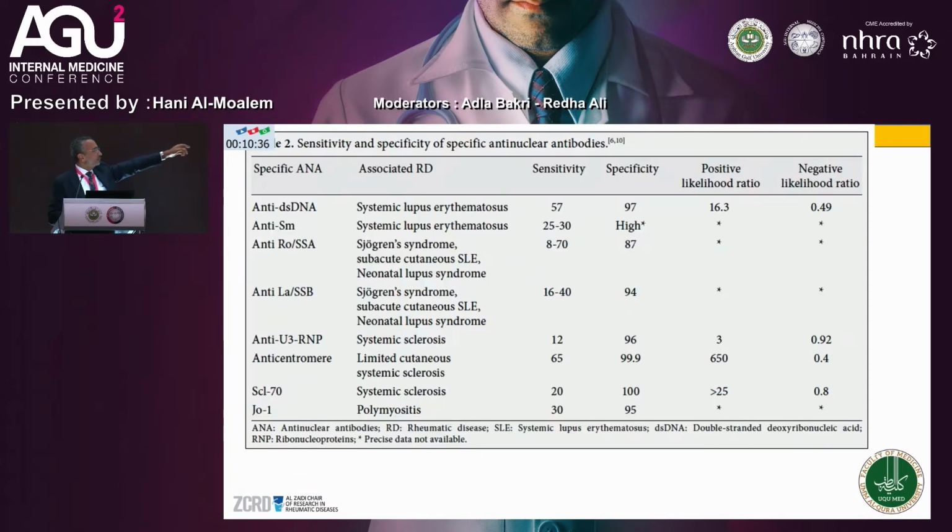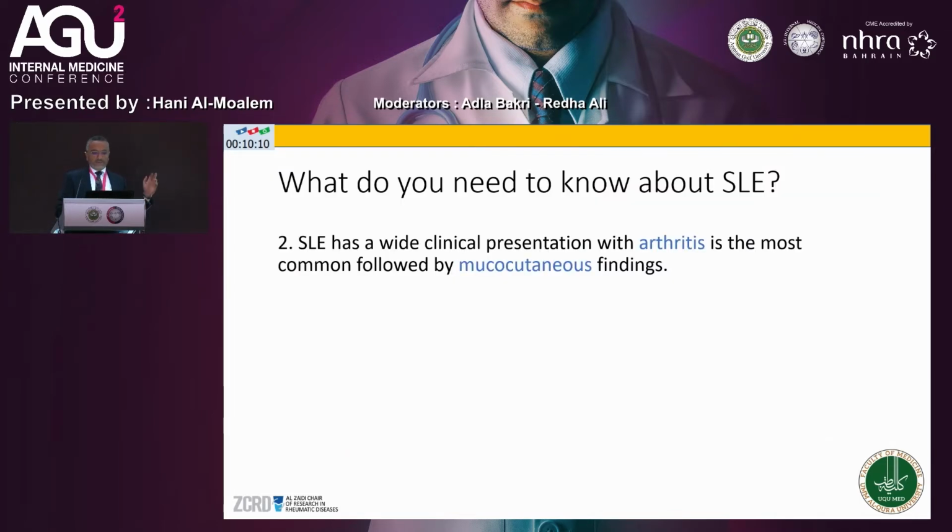But you have to be aware that anti-double-stranded DNA is highly specific and very correlated to lupus nephritis. Anti-Smith as well, lupus nephritis, but not common in patients with lupus. Anti-Ro and anti-La are correlated with neonatal lupus syndrome. That's why I told you need to check it, especially anti-Ro. You have to check it in any patient with lupus who wants to get pregnant.